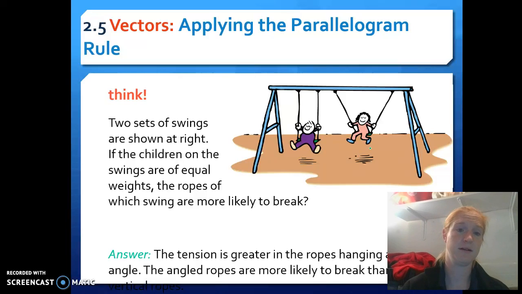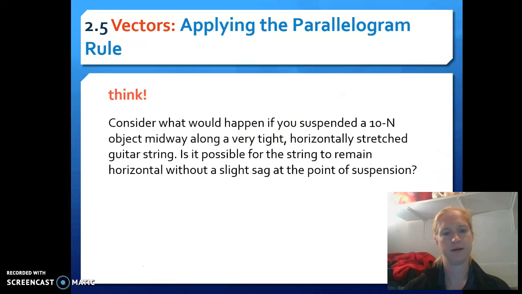Alright, I hope this helped clear up vectors. It is not an easy concept, but take your time, work through this, practice some practice questions, and that should help. I'm going to stop here, and I'm also going to post some practice questions.